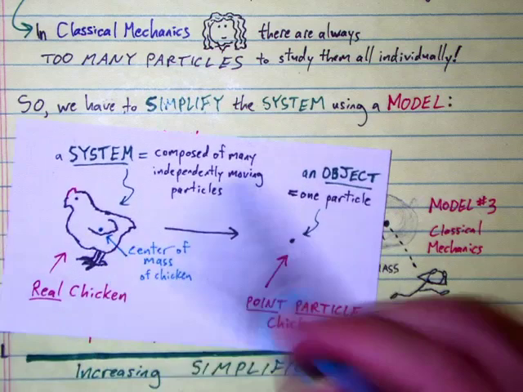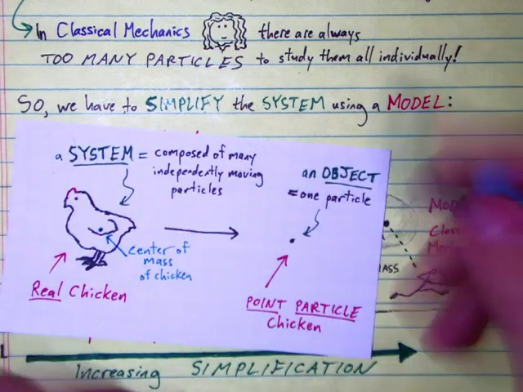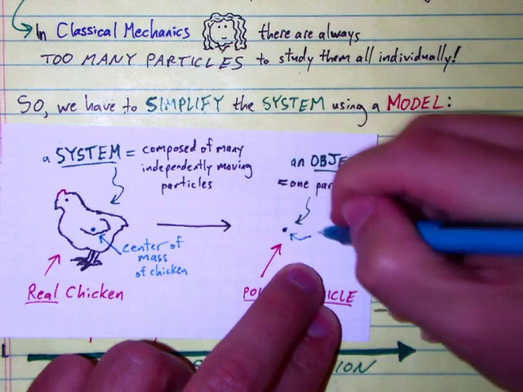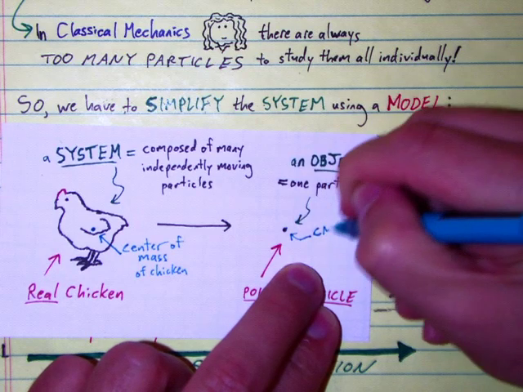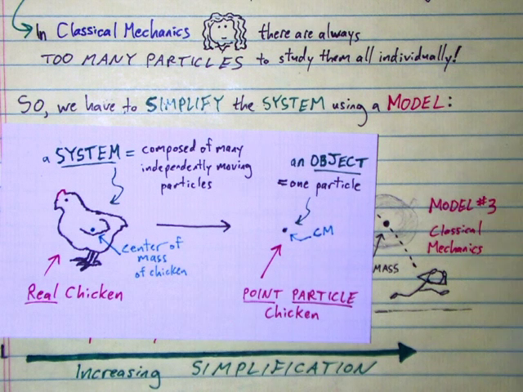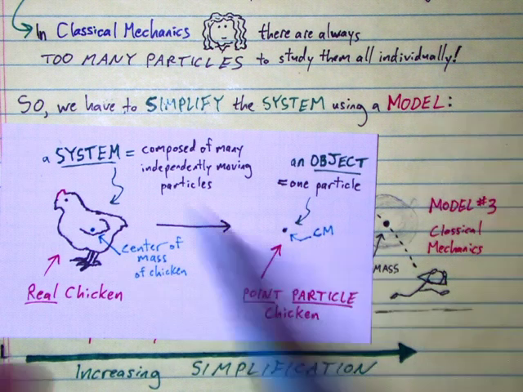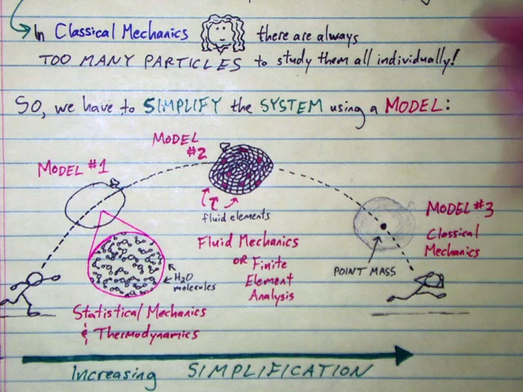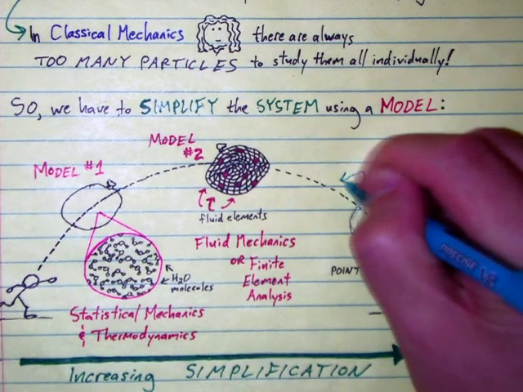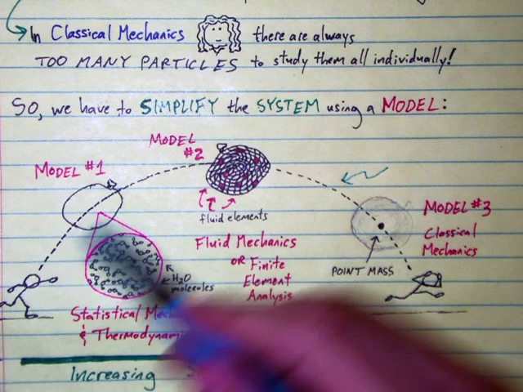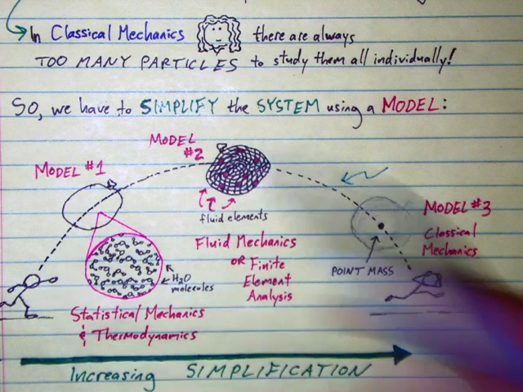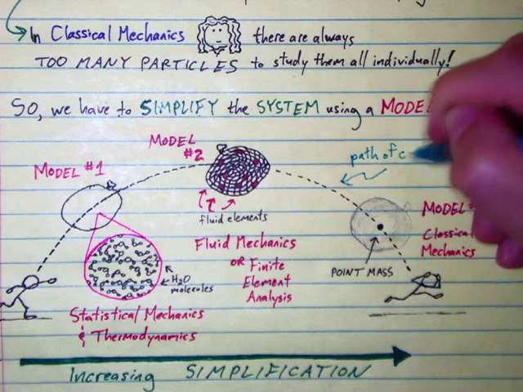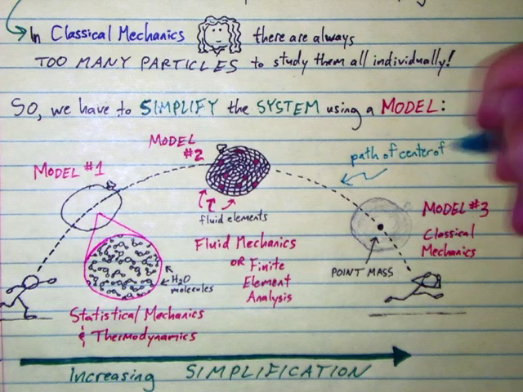So we're going to take our whole chicken and reduce it down, shrink it, compact it, so that all its mass is located in a single point here. All of it is going to be located in the center of mass, CM for short. Turn our chicken into a point particle. We turn our system into an object. That's model number 3. So this path here, we know that it's a parabolic path for our projectile. This parabolic path is actually the path of the center of mass of that balloon.